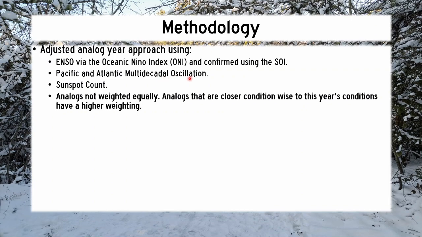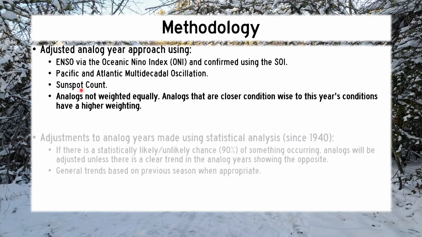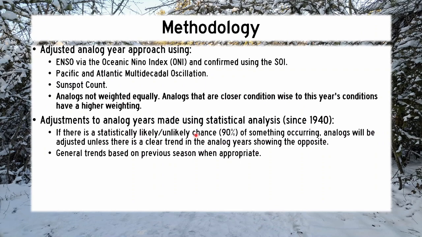Pacific and Atlantic multi-decadal oscillations I also use, and I also use the sunspot count to confirm which ENSO status we should be leaning. Analogs are also not weighted equally. Analogs that are closer condition-wise to this year's conditions do have a higher weighting. Adjustments to analog years can also be made using statistical analysis. If there is a statistically likely or unlikely chance of something occurring, analogs will be adjusted unless there's a clear trend in the analog year showing the opposite of the statistic. I will also use general trends based on previous years, seasons, or months when appropriate.